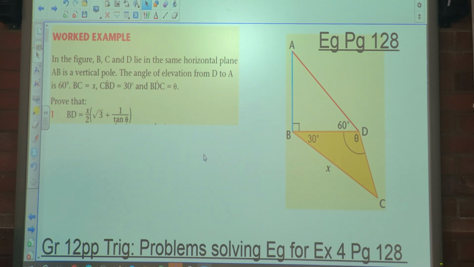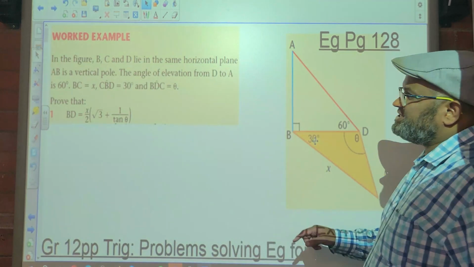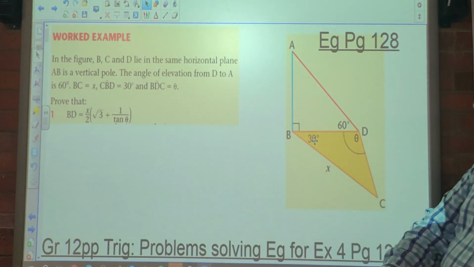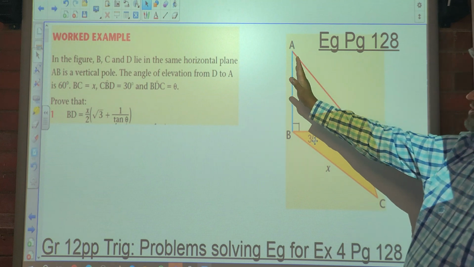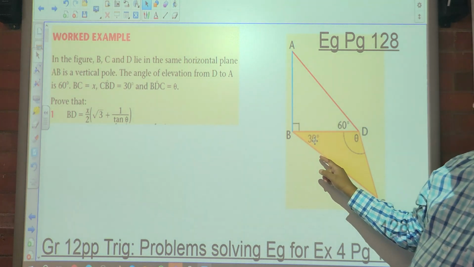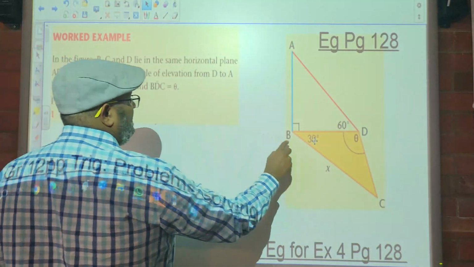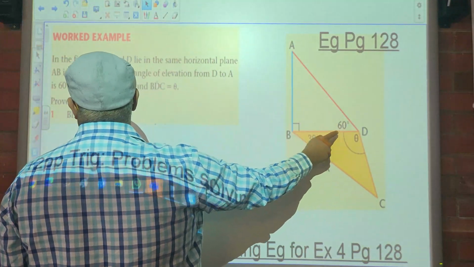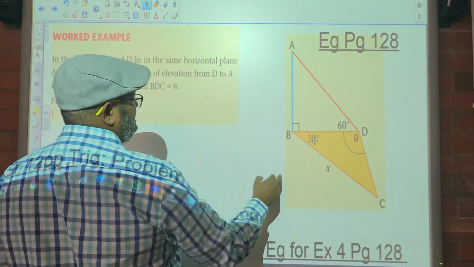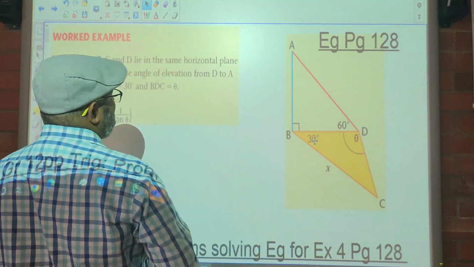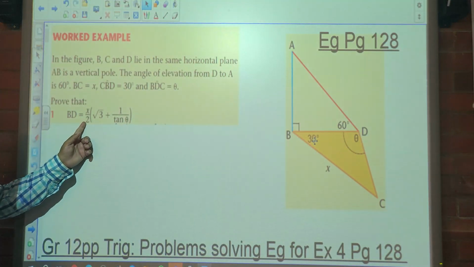Okay? So we are told that in the figure, BCD lies in the same horizontal plane. We assume that's the ground. AB is a vertical pole, so if that's vertical, it stands at 90 degrees to the horizontal. The angle of elevation from D to A is 60 degrees. BC is x and CBD is 30 degrees. Then we are told that BDC is theta. The question says prove that DB is equal to the expression given here.